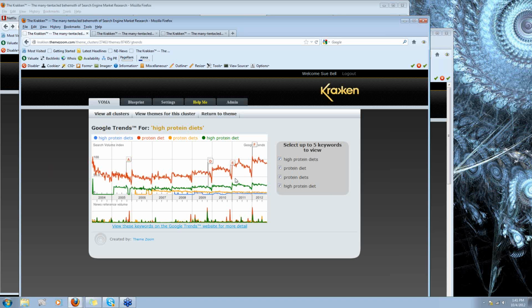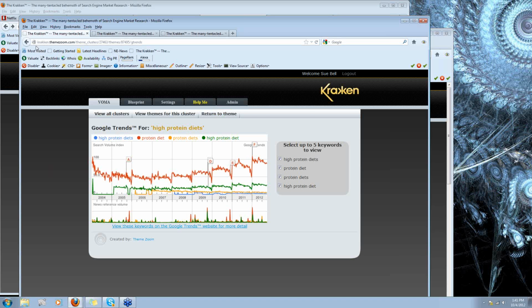And this is really cool because it'll automatically populate the trends with whatever your parent themes and synonyms are. And so you can look here and say, wow, this keyword, the orange one, protein diet, is actually on the rise. And to a lesser extent, high protein diet is on the rise. But these two down here, not only are they much less important, but they also aren't going anywhere.